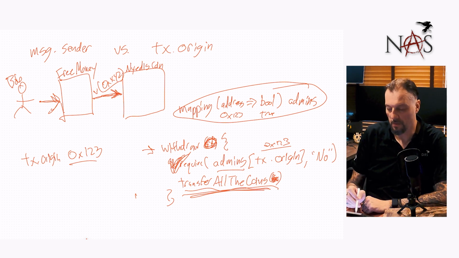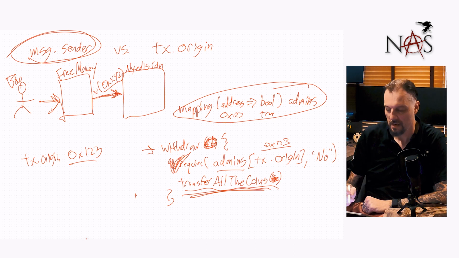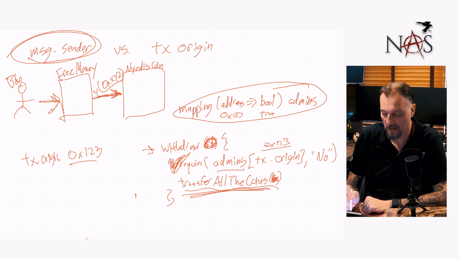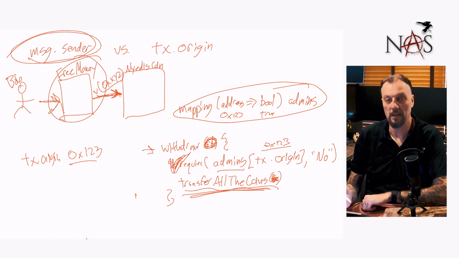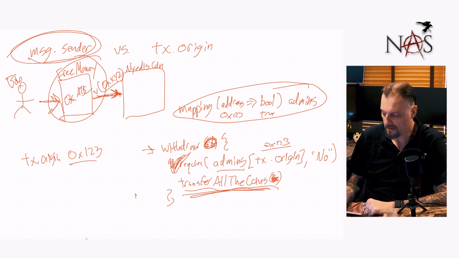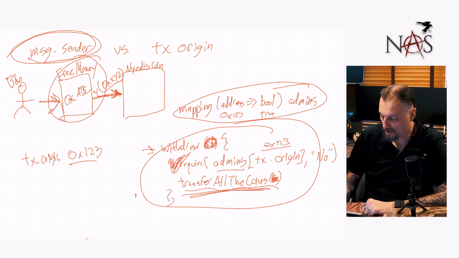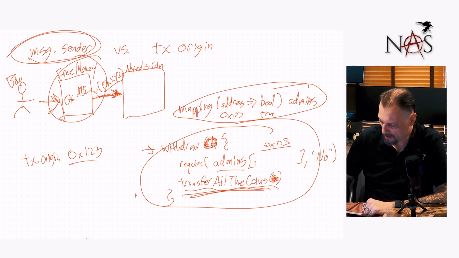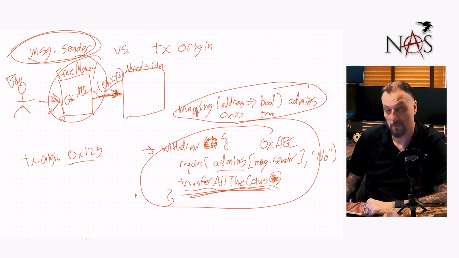So what we do is we use message sender. Message sender takes the address of whoever called the contract. So in this case, Free Money would be the message sender. So let's say the message sender, or Free Money contract address, is 0xABC. So in this entire withdraw function, instead of transaction origin, let's just wipe this all out here. Instead of transaction origin, we're going to use message sender. So now what's going to happen is we're going to have 0xABC here, and this will fail, right?